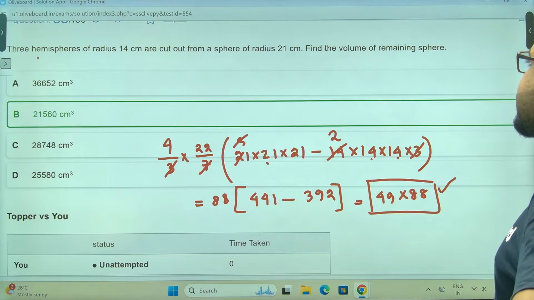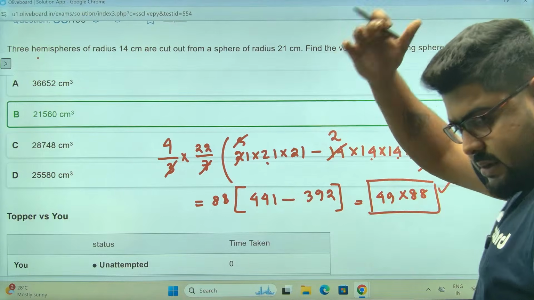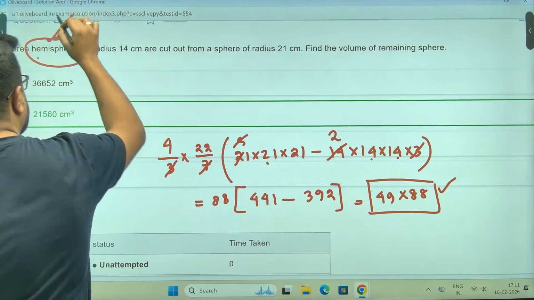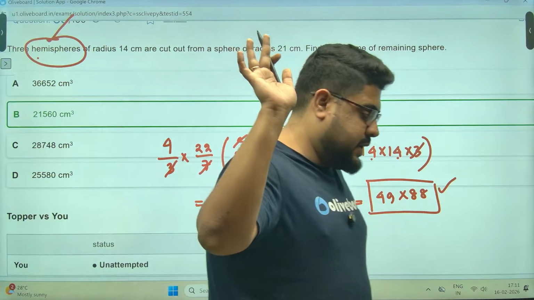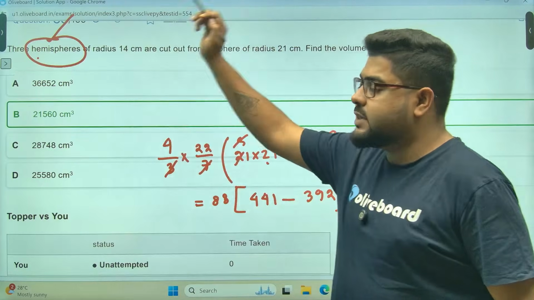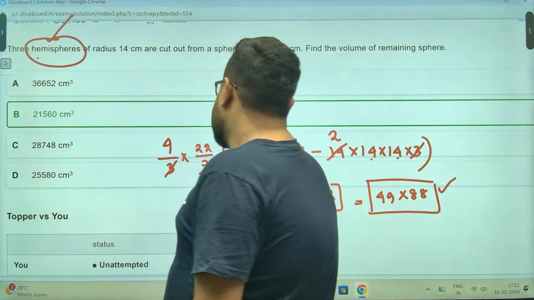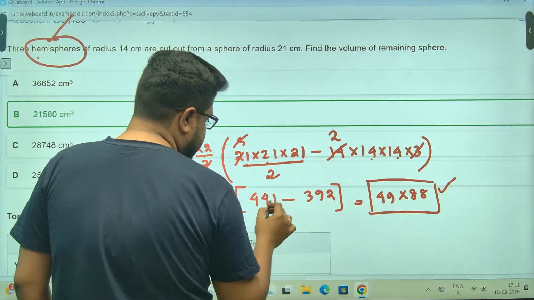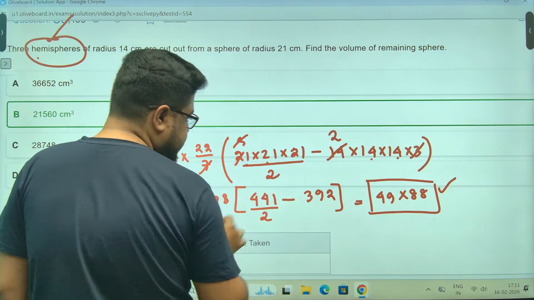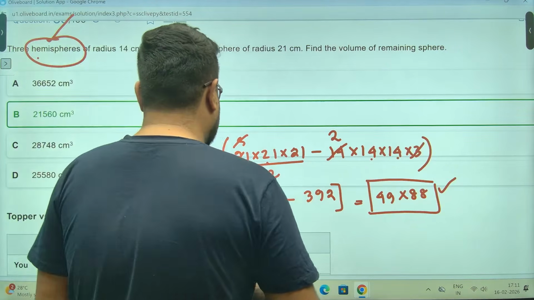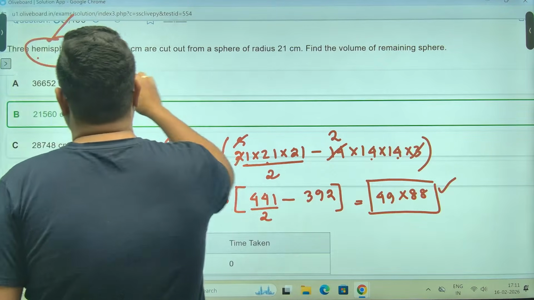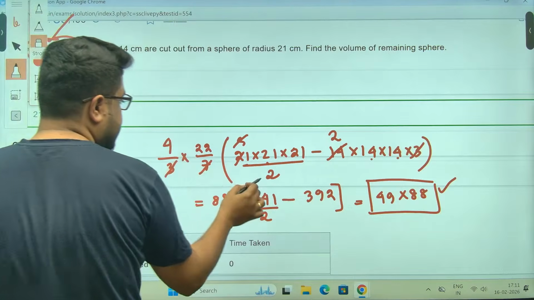Am I making some mistake? Arey yaar, this was hemisphere. I have not read. Oh, my mistake, everyone. I have not read. This was hemisphere. My mistake, my mistake. It will be by 2, sir. Sorry, not this one by 2, this one by 2. Extremely sorry, sir.